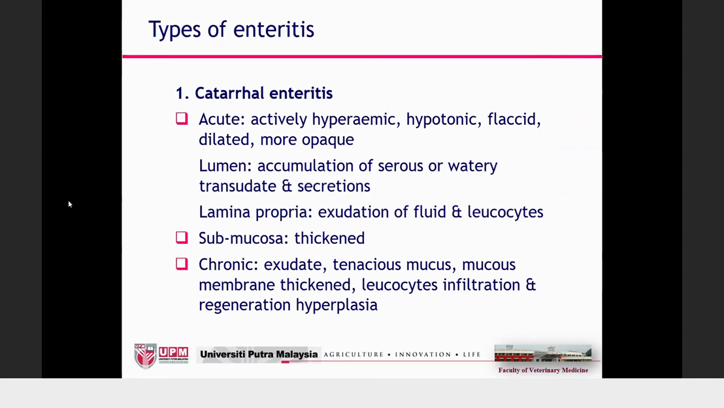So, type of enteritis, catarrhal, I mentioned earlier, is about the same as catarrhal stomatitis. Normally, they are acute, hyperemic, hypotonic, flaccid, dilated, and more opaque, and the lumen is accumulated with serous or watery transudate of secretion. Laminar fluid exudation, fluid necrosis, the submucosa thickened. In chronic, maybe they got exudate, mucosa, mucous membrane thickened, leukocyte infiltration, and regenerative hyperplasia.